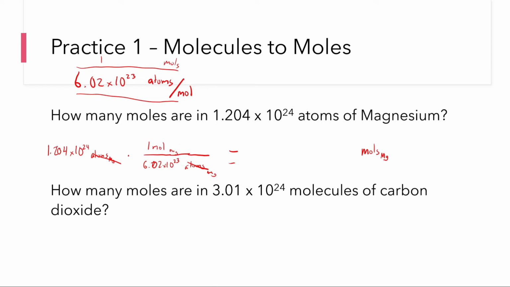So all we have to do now is to take 1.204 times 10 to the 24th, divide that by 6.02 times 10 to the 23rd, and that's going to leave us with 2. So for the answer to the first problem, we have 2 moles of magnesium.